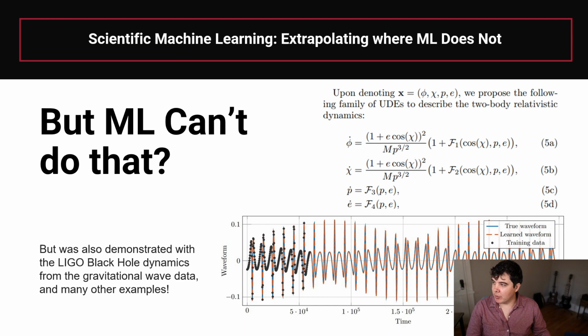So for example, let's take a look at this case here. We're going to go into more detail in a second, but here's the training data, the black dots. The blue waveform is the true waveform. The orange one is the learned one, and you can see that just by having a little bit of training data, it's able to extrapolate into the future and get almost a perfect fit.